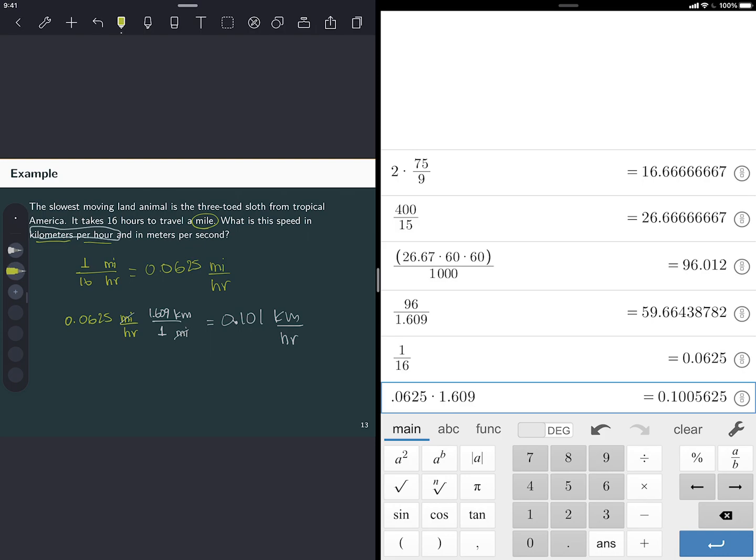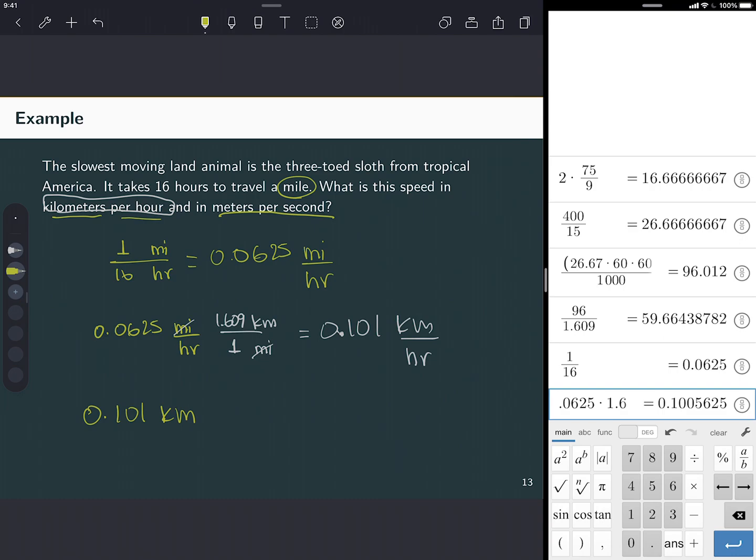Now the second question asks for the speed in meters per second. So I know it's about 100 meters per hour, right? But I want to know that in meters per second. So now I have 0.101 kilometers per hour. I want to convert the kilometers to meters, so I want to get rid of the kilometers. So I want to put kilometers in the bottom. 1 kilometer is 1,000 meters. And now I want to convert the hours to seconds. I'm going to do that in one step, because I want to get rid of the hours. So hours go on the top and 3,600 seconds in the bottom. That way the hours disappear, the kilometers disappear, and what survives are meters over second, like I was asked to find.